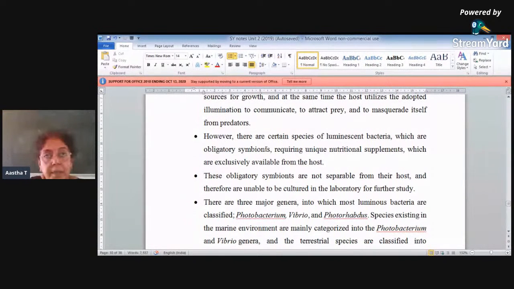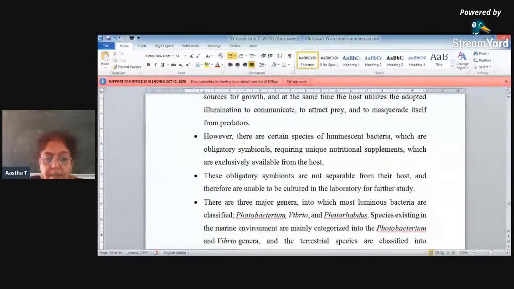So if it is this bioluminescent bacteria, if they are obligatory symbionts, then they cannot be separated from the fish. And if we try to separate them and isolate them, we might think they glow so nicely in the fish, but if we isolate those bacteria and grow them in the lab, they will not show any bioluminescence and will not even grow. So that type of obligatory symbionts are very difficult to be cultured in laboratory conditions.